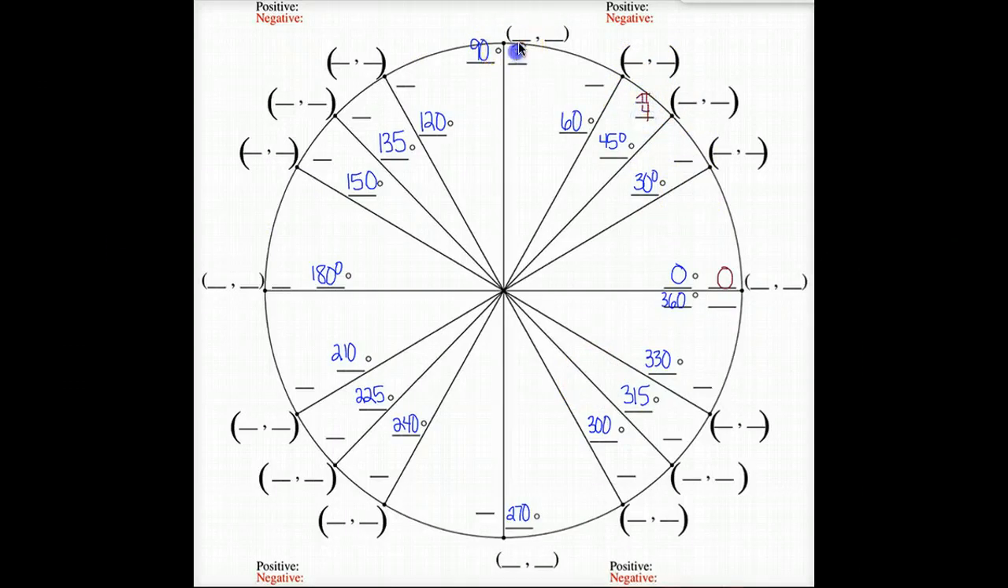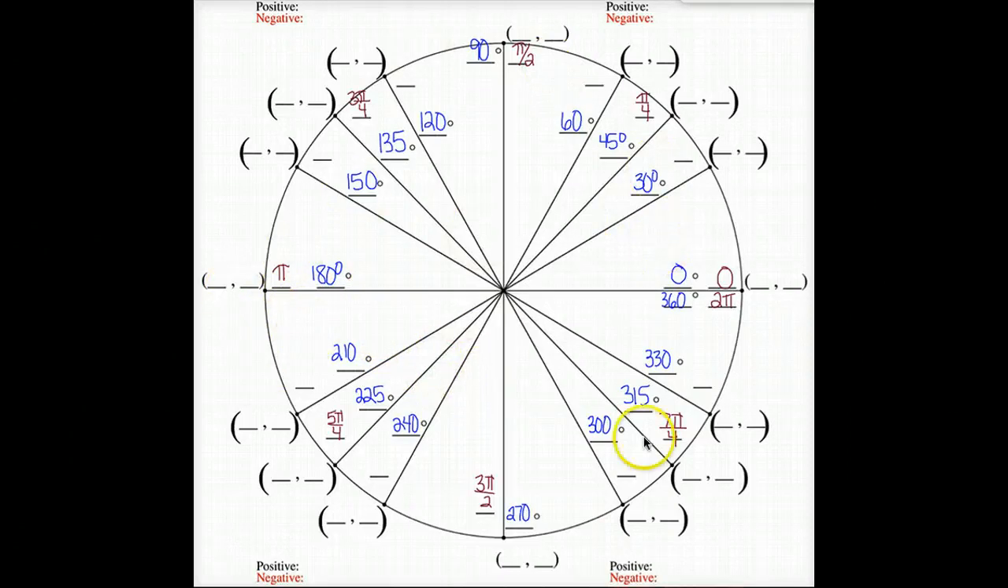This is 2 pi over 4, which is pi over 2. 3 pi over 4. 4 pi over 4, which is just pi. 5 pi over 4. 6 pi over 4, which reduces to 3 pi over 2. And then 7 pi over 4. And finally 8 pi over 4, which is 2 pi. So these are all either a quadrantal or a place where I would be drawing a 45, 45, 90 triangle.